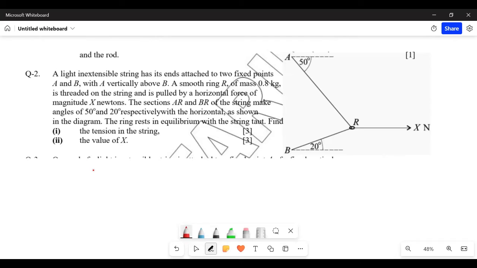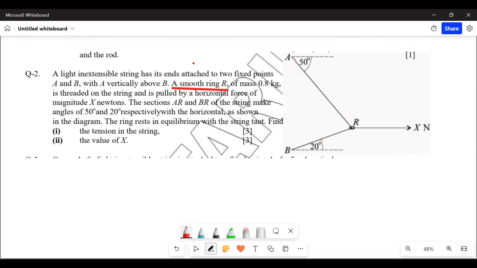A light, inextensible string has its ends attached to two fixed points, A and B, with A vertically above B. A smooth ring. Now, if the ring is smooth, that means the tension in the wire is going to be the same. So this is the wire or the string. So the tension on either side of the ring is going to be the same.